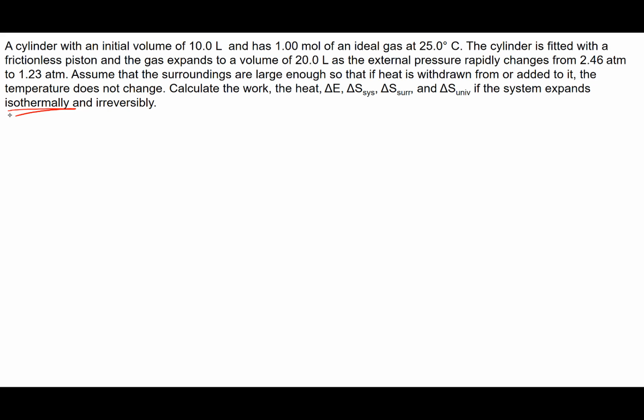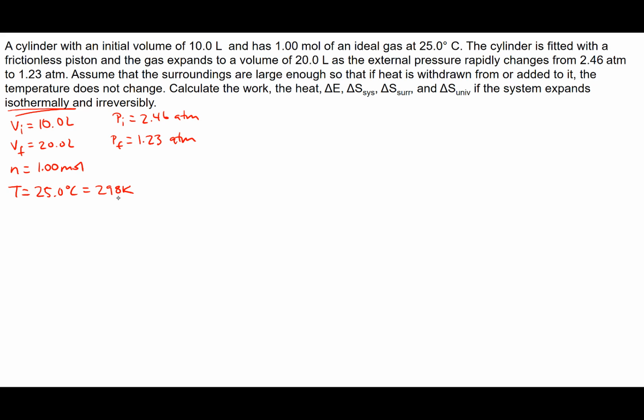So first things first, let's write out all of the components that we know we have. We have an initial volume of 10.0 liters, a final volume of 20.0 liters, an initial pressure of 2.46 atmospheres, and a final pressure of 1.23 atmospheres. The number of moles is 1.00 moles. And the temperature is 25 degrees Celsius, which if we convert into Kelvin is 298 Kelvin.